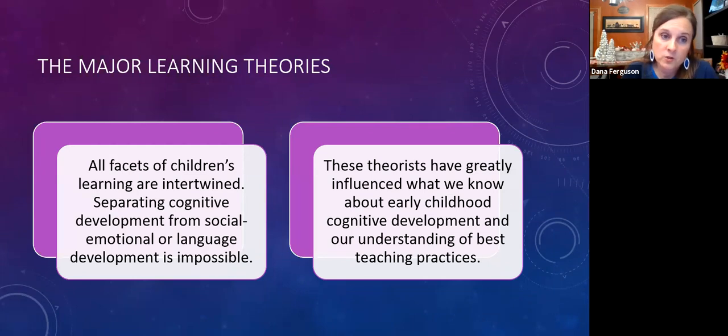So all facets of children's learning are intertwined. Separating cognitive development from social, emotional, or language development is just impossible. It all happens simultaneously and together. So these theorists that we're going to learn about tonight have greatly influenced what we know about early childhood cognitive development and our understanding of best teaching practices.